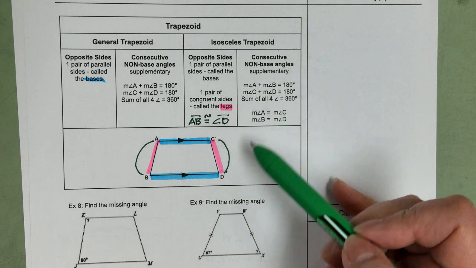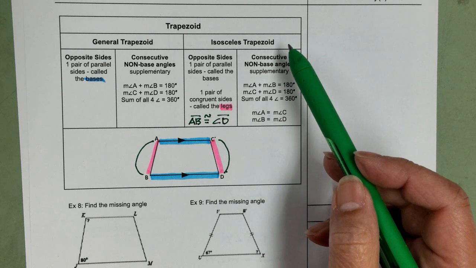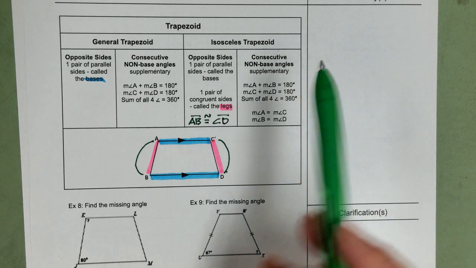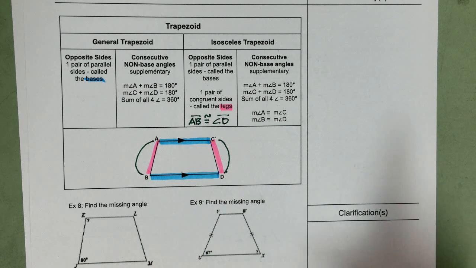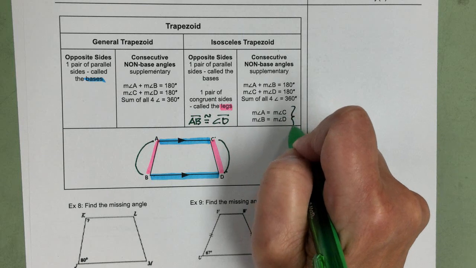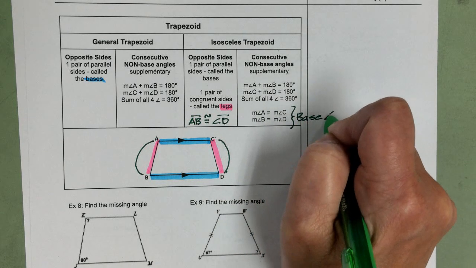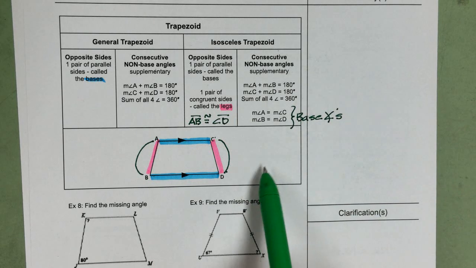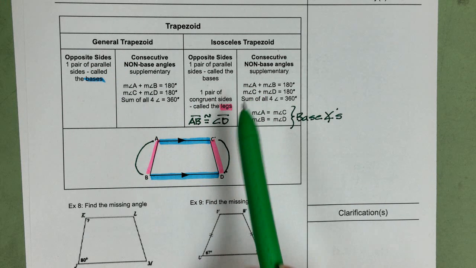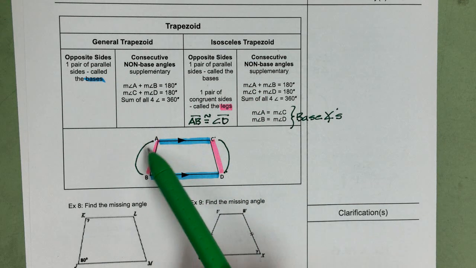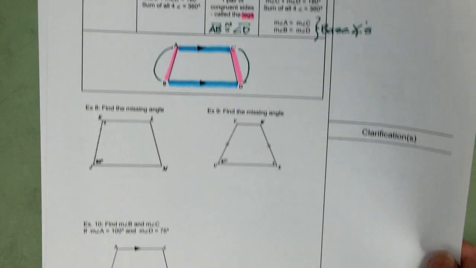Again, our non-base angles are supplementary, but if it is an isosceles trapezoid, then your base angles are congruent. So these right here are your base angles. And that is only for an isosceles trapezoid. If you don't have an isosceles trapezoid, the best you can say is your consecutive non-base angles are supplementary. So let's look at some examples.